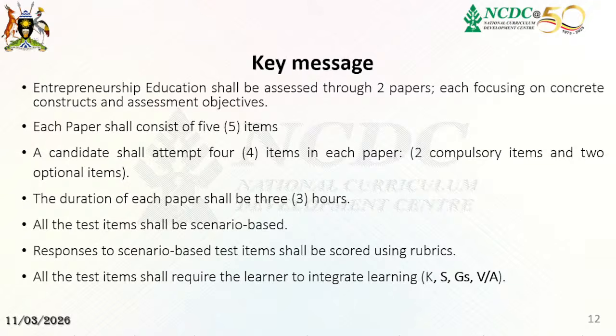Two will be compulsory items and two will be optional items. So, during school-based assessment, I encourage us teachers to set five items, make two compulsory, and let a learner select two items, such that they can practice in preparation for the end of cycle assessment. The other point that is very key: the duration of each paper shall be three hours.